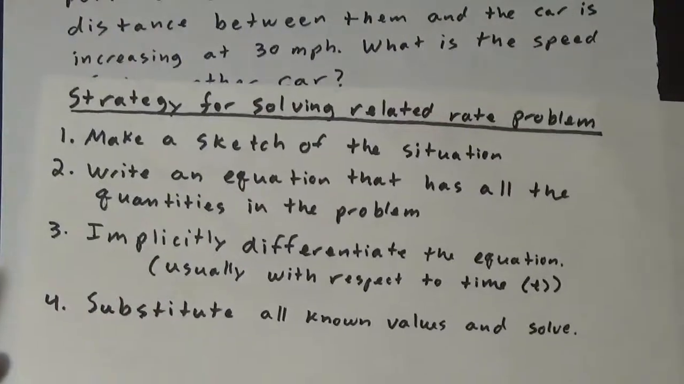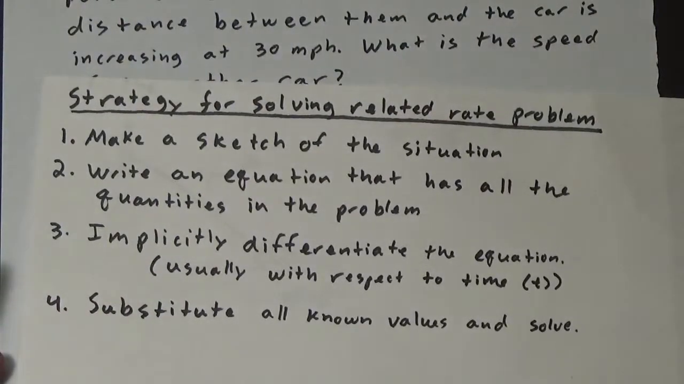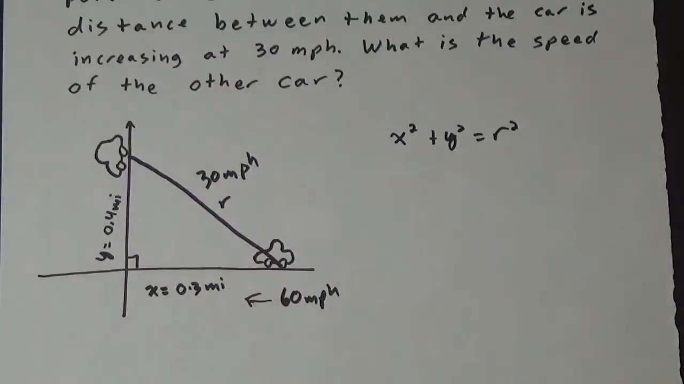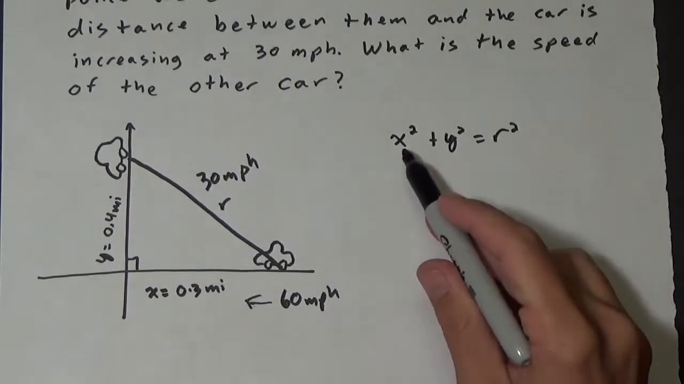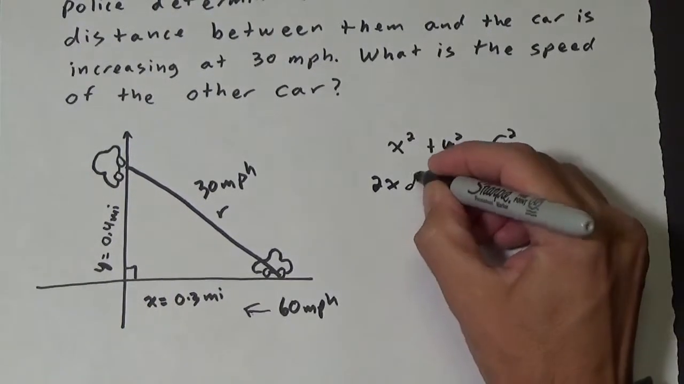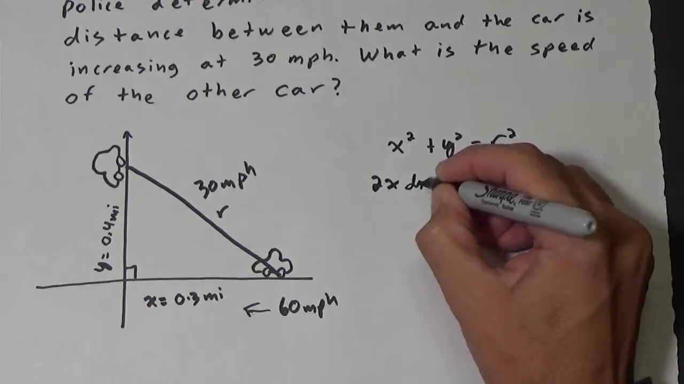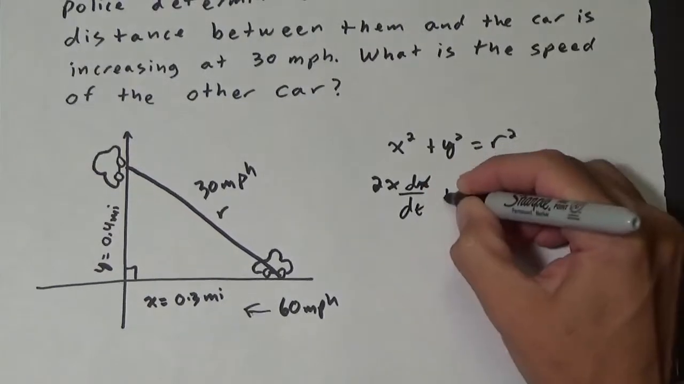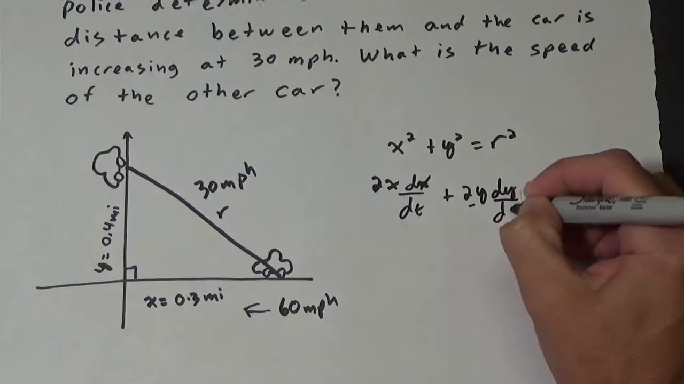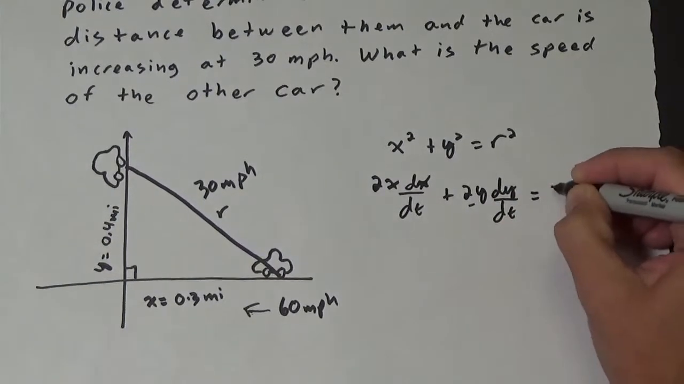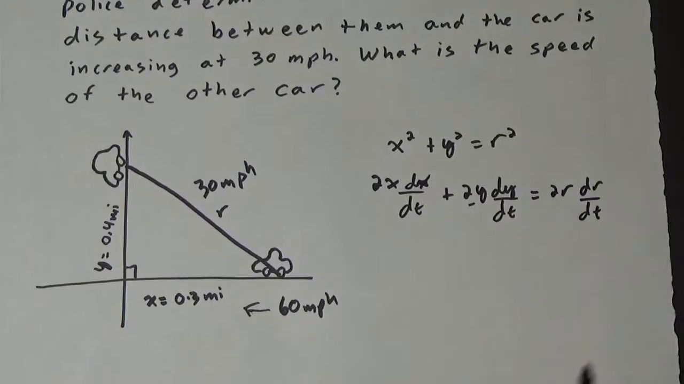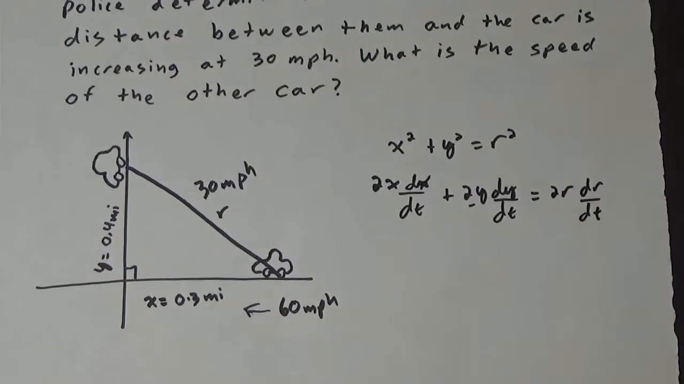Okay, step 3 is we're going to implicitly differentiate the equation with respect to time. So the derivative of x squared is 2x dx/dt, plus 2y dy/dt, and that equals 2r dr/dt. Easy enough.